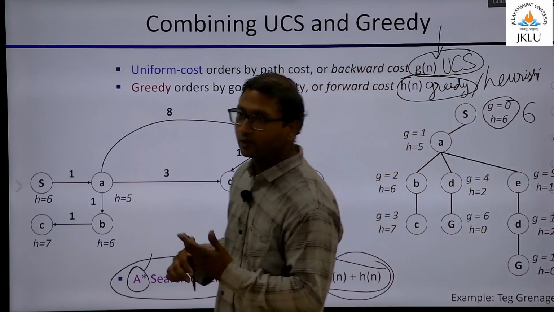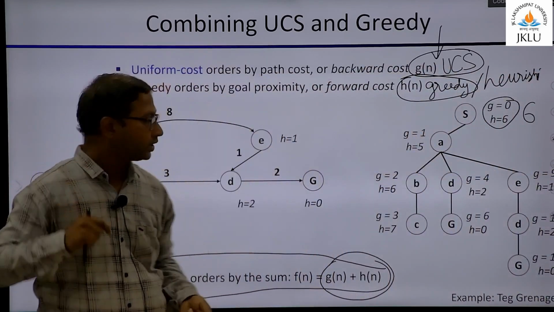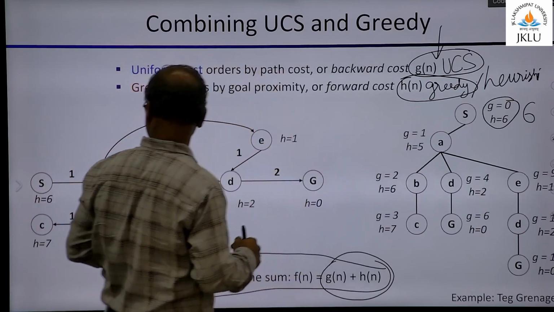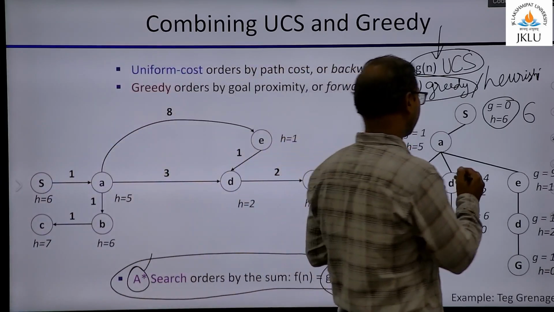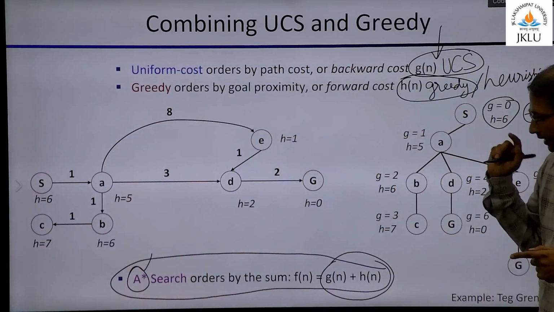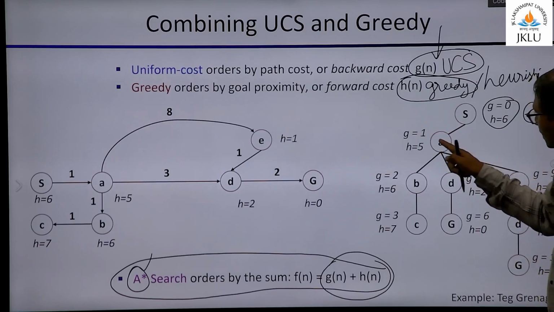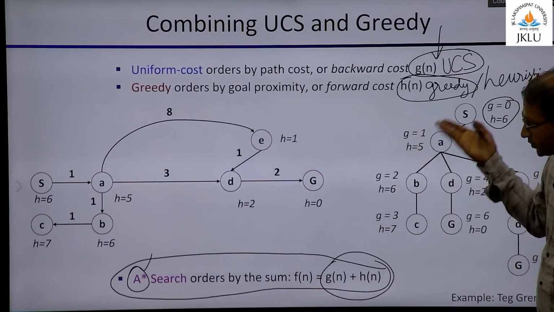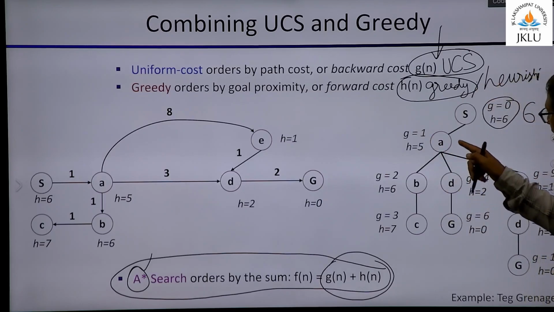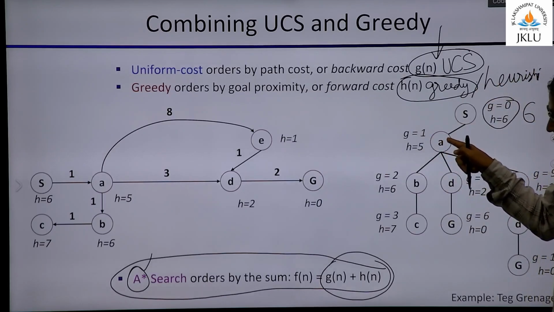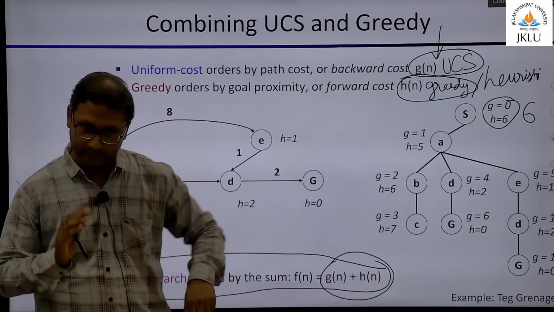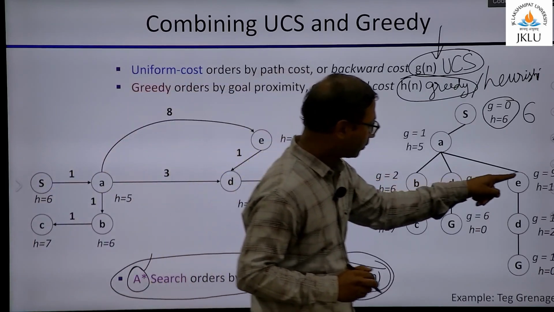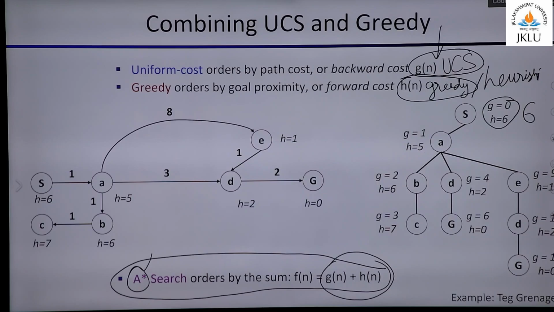But to start with, I don't have a choice. I start from the root node. I expand S. I still don't have a choice. I go to A. So my fringe is now A. At A I have G 1, H 5, whatever that might be. Once I have expanded this, what is there in my fringe? B, D and E. So this is my fringe now. Where do I go and explore?